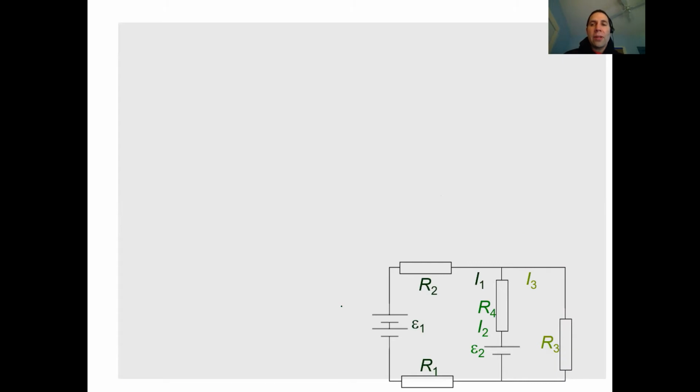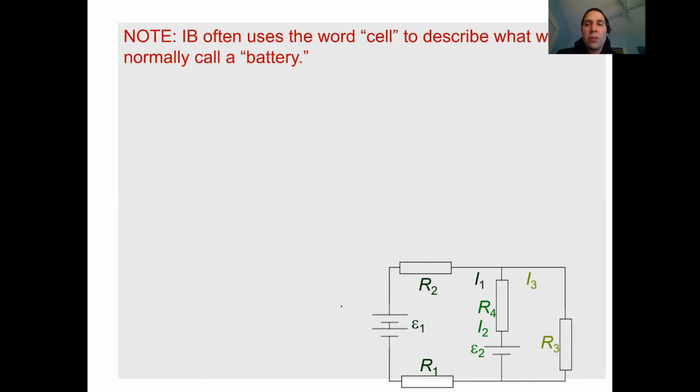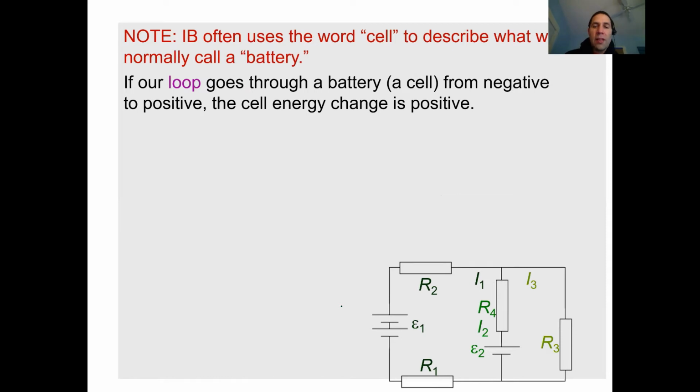When we talk about batteries, the first thing I want you to know is IB often uses the word cell. When they say a battery cell, or just a cell in a circuit, they're talking about a battery. If our loop goes through a battery from the negative to the positive terminal, then the energy change or the potential difference is positive. Remember, the shorter end is negative, the larger end is positive. This is going to be a voltage gain as I'm applying Kirchhoff's loop rule.